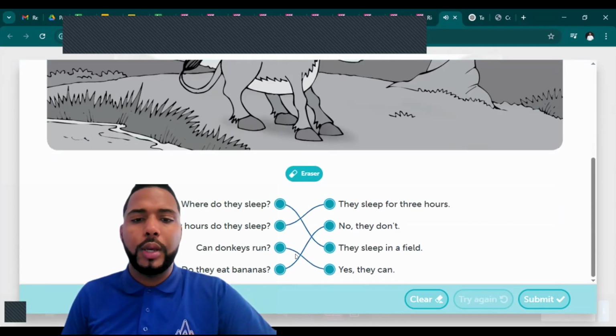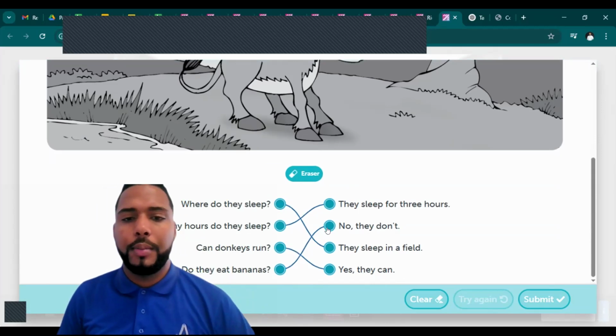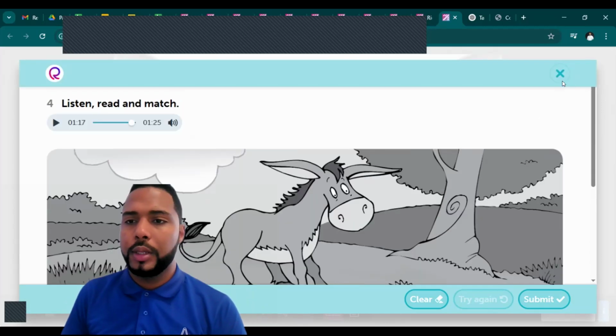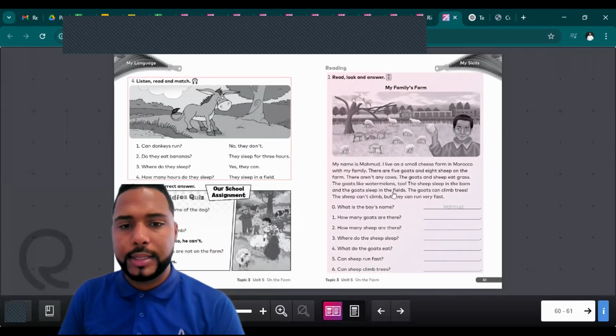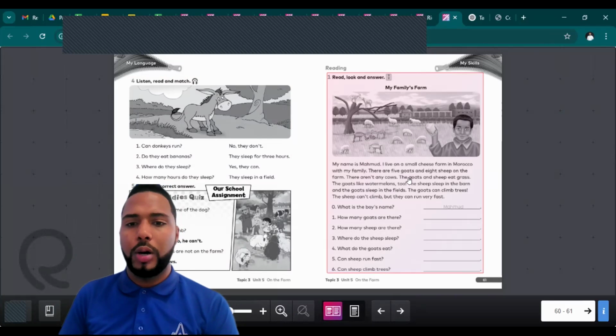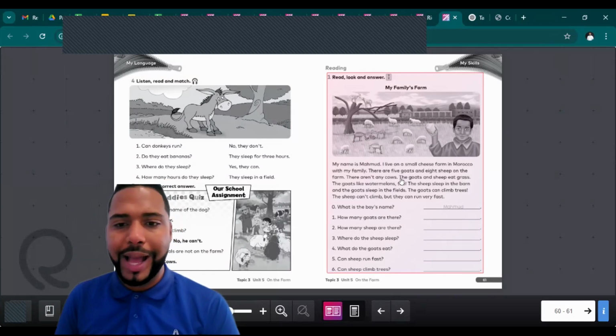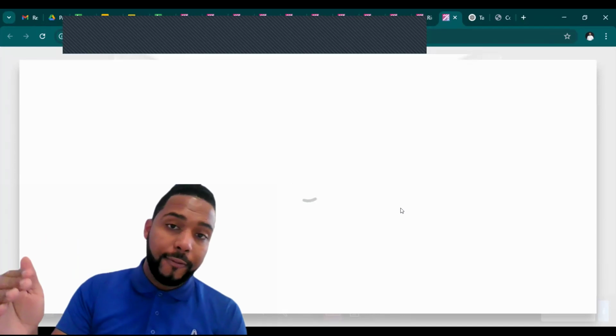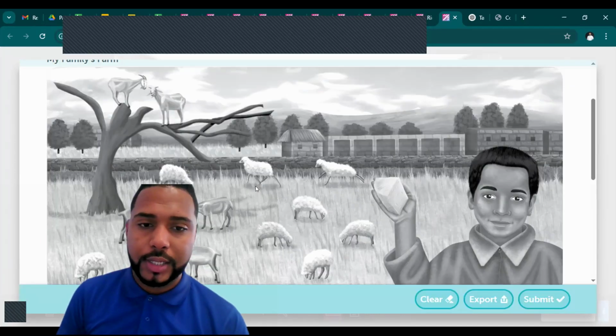You see? So this is the way the exercise must be done, okay? Now, let's move on. Page number 61. On page number 61, we need to answer the questions after reading this text.